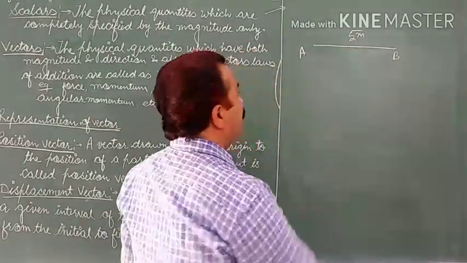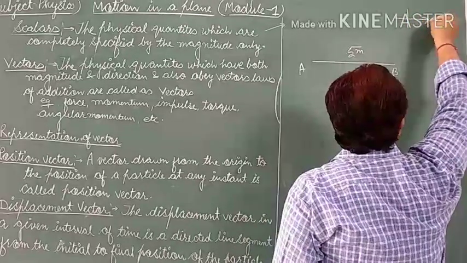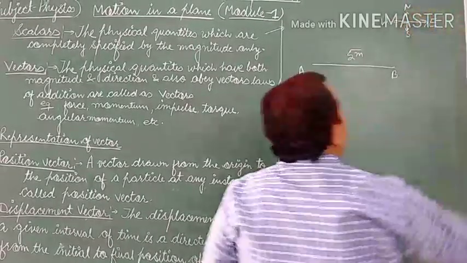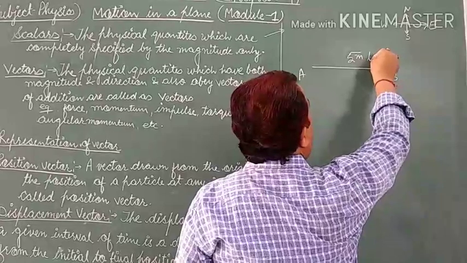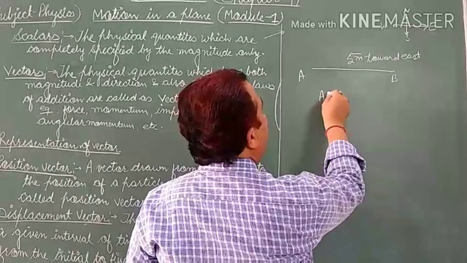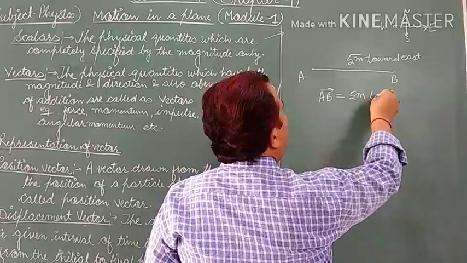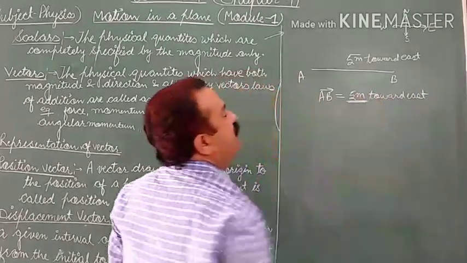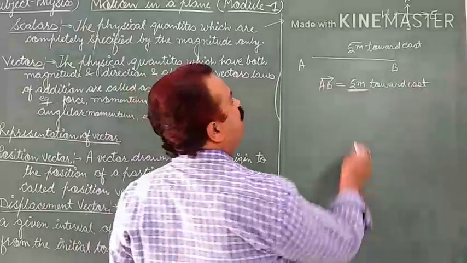But if I am saying a person is moving from A toward east, as I told you how we show the direction, East, west, north and south. These are the indications of the direction which we use generally. So if a person is moving 5 meter toward east, I have to show it like this: vector AB is equal to 5 meter toward east. And here 5 meter is representing magnitude and toward east is representing direction. So this is the representation of a vector quantity.